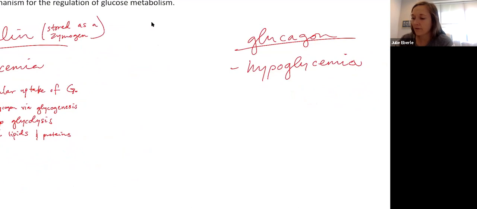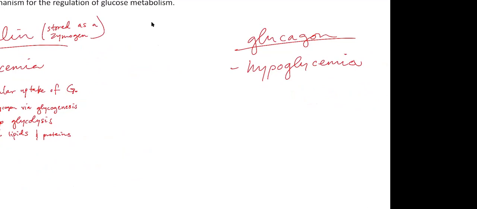Okay, what if we have hypoglycemia? What if we have too low levels of glucose in our blood? Our glucose concentration is low. This is where glucagon is going to be signaled, and slow down the cellular uptake of glucose.